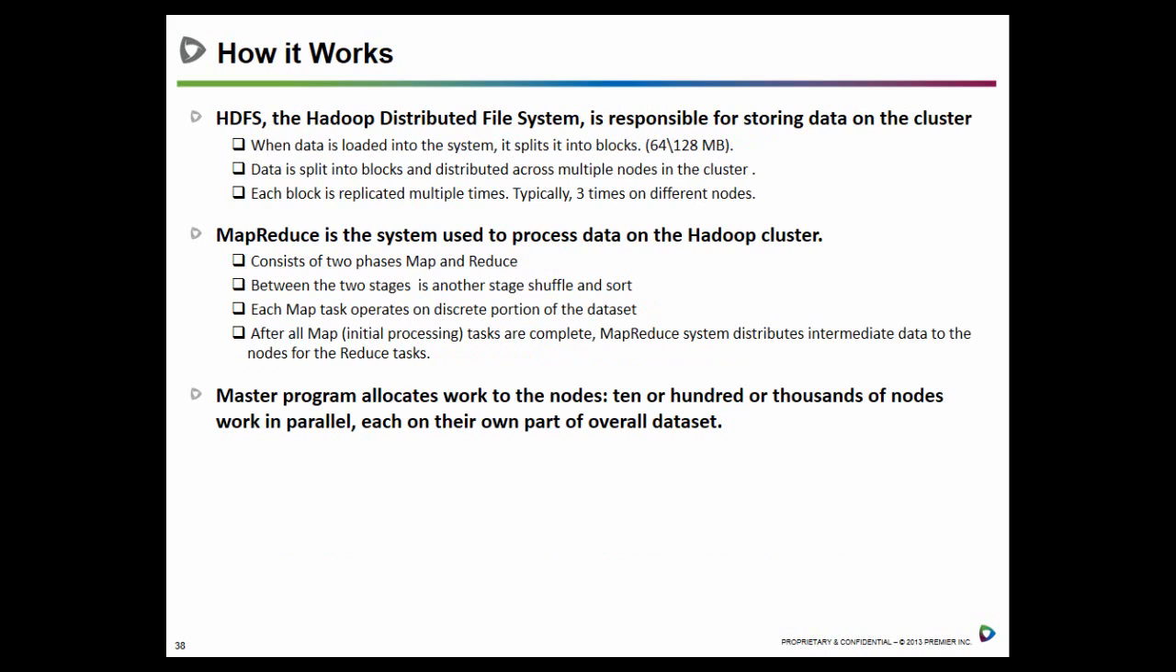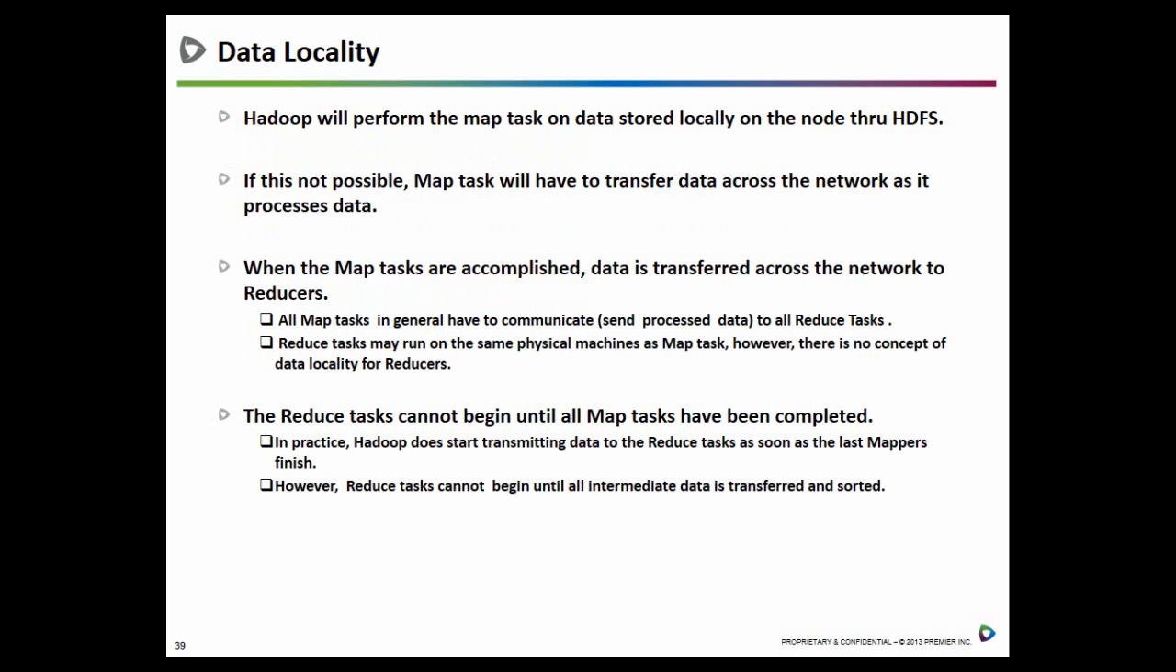HDFS, the Hadoop Distributed File System, is responsible for storing data on the cluster. MapReduce is the system used to process data on the Hadoop cluster. And the master program allocates work to the nodes. So you have a master SMP node just like you had in Netezza, and then you have hundreds of nodes like the SPUs just working away in parallel to process and retrieve that data. I'm not going into the details of all of it because I need to hurry up. I have 2 or 3 minutes.